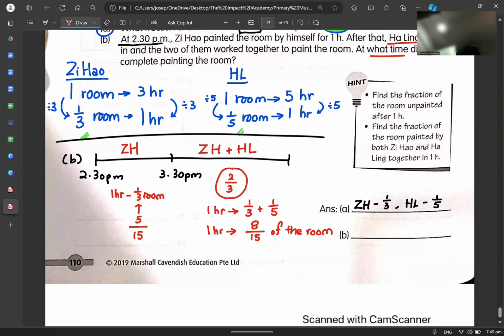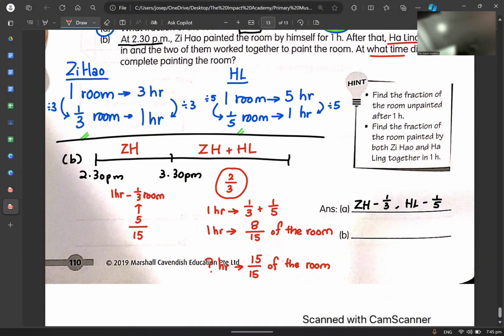Okay, now are they done? 8 plus 5, does that get me to 15/15? No, it gets you to 13. 13, right? So I need another 2/15, correct or not? You get what I'm trying to say? So 1 hour will get me 8/15. So what we want to do is we want to find 15/15 of the room. Do you understand or don't understand? How many hours will I take in order for me to paint 15/15, meaning one whole room?